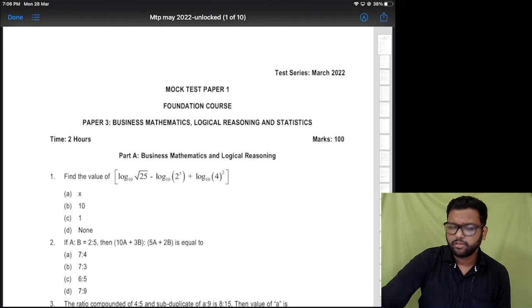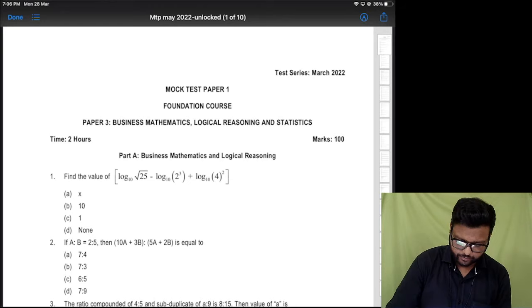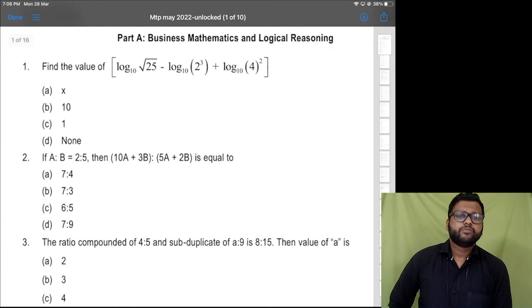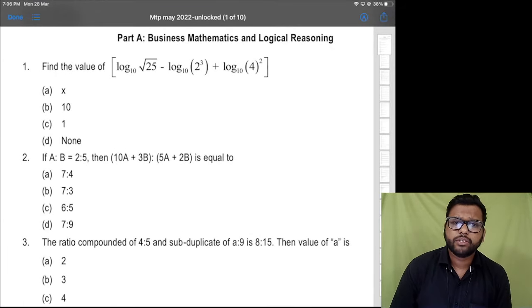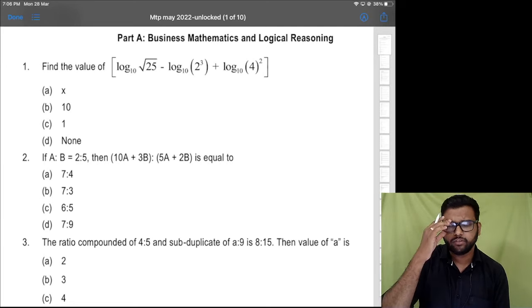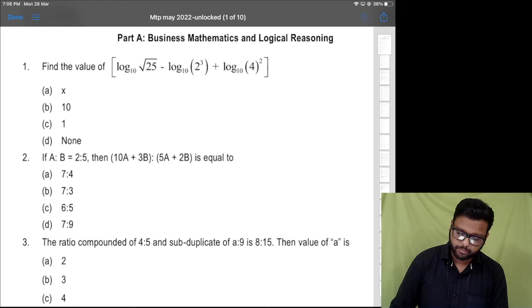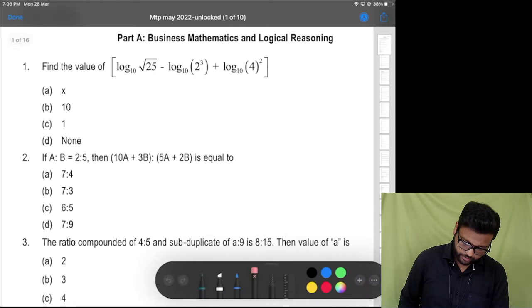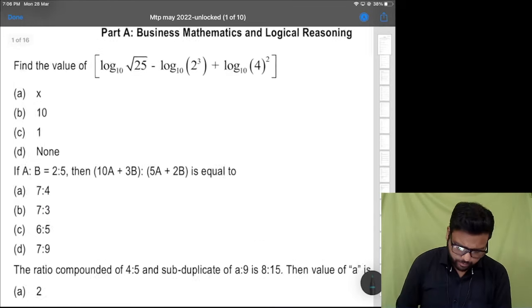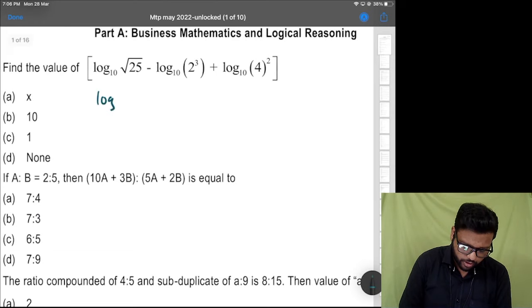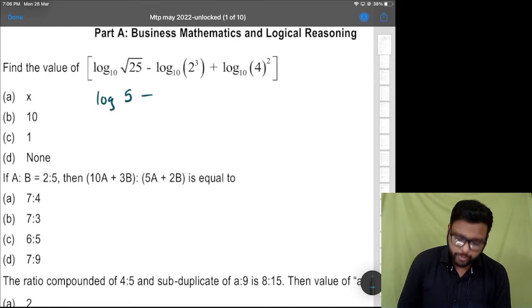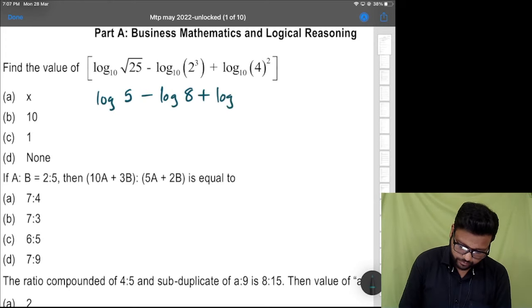Question 1. Get ready. Be ready with your calculators. Question 1. Find the value of log root 25 minus log 2 cube plus log 4 square. Always first note base is same. If base is not same, you have to use change of base initially. Okay, fine. So base is same. So log root 25 is what? Log 5. Minus log 2 cube is what? Log 2 cube is 8. Plus log 4 square is 16.